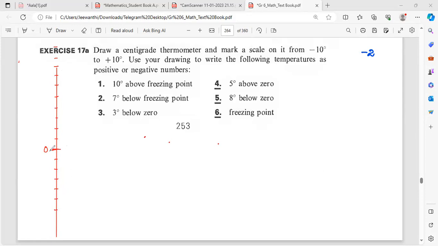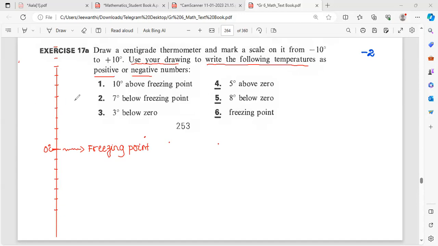And this 0 Celsius, what is that point that you have learned with your science teacher also? This point we call the freezing point, right? So this is what we call the freezing point. Now what you want to find, children, is to use your drawing to write the following temperatures as positive or negative. 10 above the freezing point.